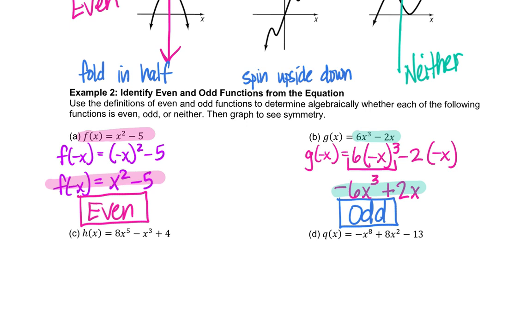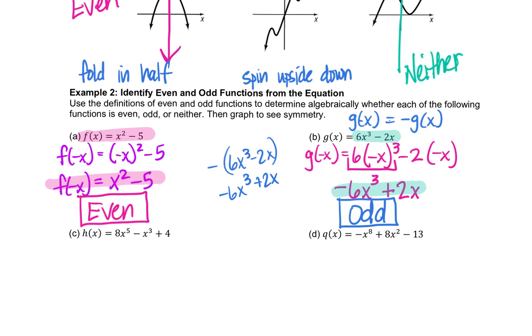So what happened, just to kind of, over here to the side, I'm going to show you, if you were to take your given function, 6x cubed minus 2x, if you were to multiply it by a negative, you would get negative 6x cubed plus 2x, which is what we ended up with. That's why it says g of negative x is equal to negative g of x. So basically the negative goes from being in front of the x to in front of the whole function. And that happens when you have odd exponents because it gives you negatives.